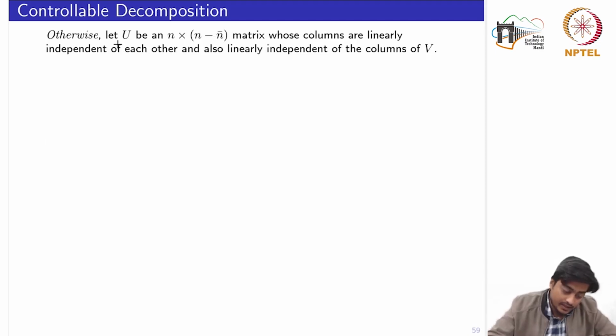then let's say we define a matrix U. If the system is not controllable, it means that the rank is not equal to n but less than n. So we define another matrix U, which is an n times n minus n bar matrix, whose columns are linearly independent of each other and also linearly independent of the columns of V. So this U matrix has these two properties: all the columns are linearly independent of each other and also of the matrix V.